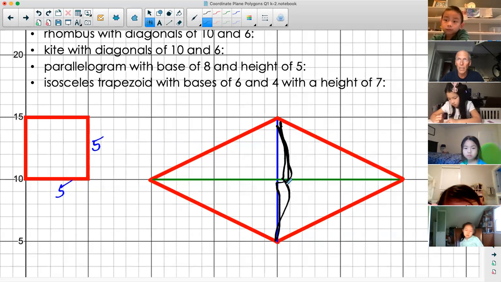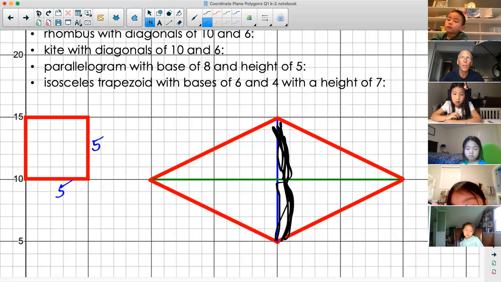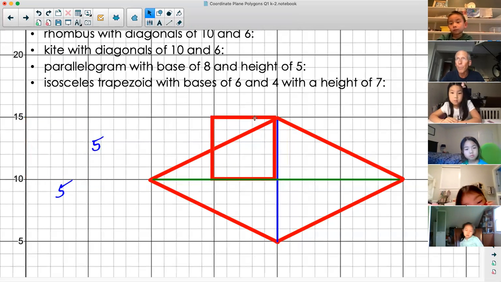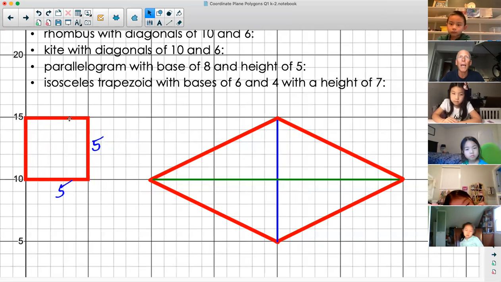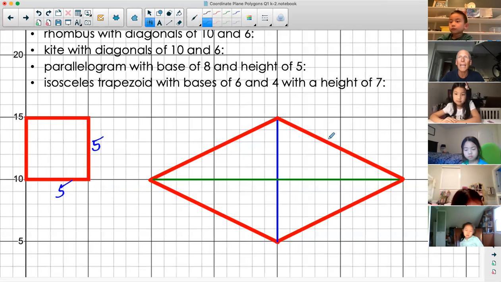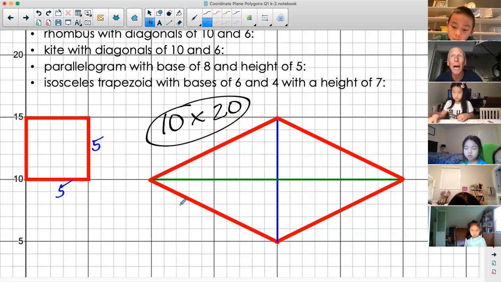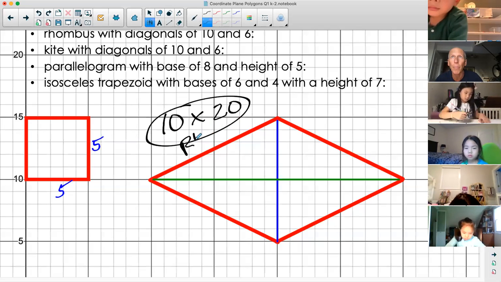Annalise, do you see how far this is? And remember, this is a 5 by 5 square. So we could take the square. 10. Oh my gosh, you are right. This is 10. And Valerie, what about the horizontal? 20. Everybody write it down. It's a 10 by 20 rhombus.